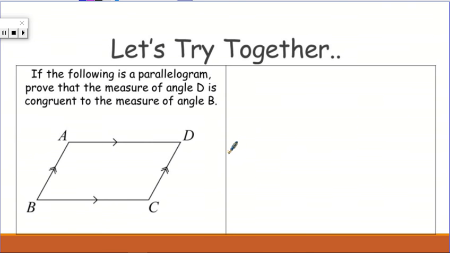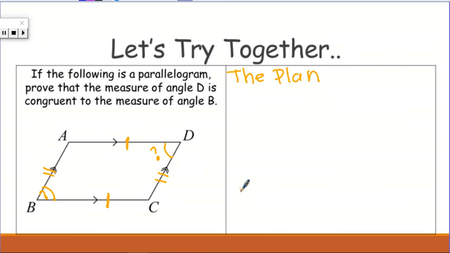And now let's go to this proof. It says if the following is a parallelogram, prove that the measure of angle D is congruent to the measure of angle B. So I need to prove that this angle is the same as this angle. In order for me to come up with a proof, I'm going to make a plan first. I already know this is a parallelogram. So what I do know then is that this side is the same as this side. And I know that AB is parallel to DC. And I know this side is the same as this side.